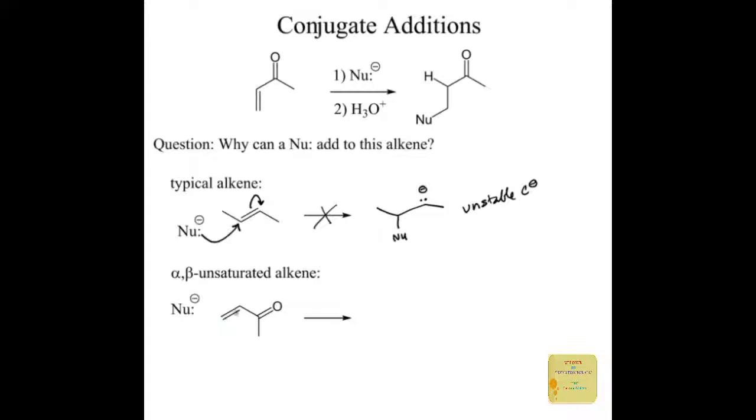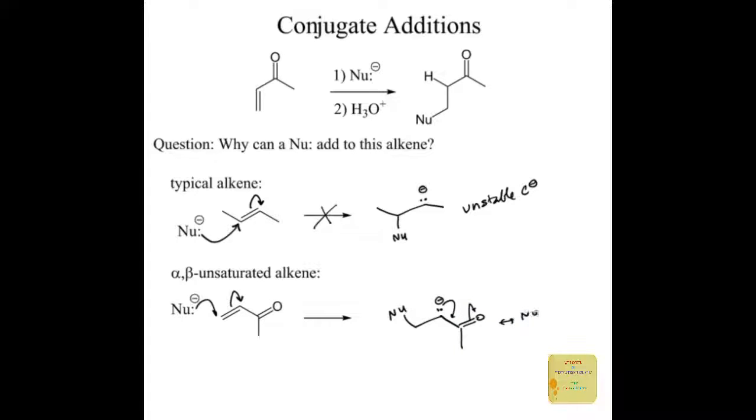Okay, however, if that alkene is part of an alpha-beta unsaturated carbonyl system, let's think about that reaction. Same mechanism. Let's just add to the alkene to give this carbanion. And what's the difference now? This carbanion is now allylic to the carbonyl and is resonance stabilized.